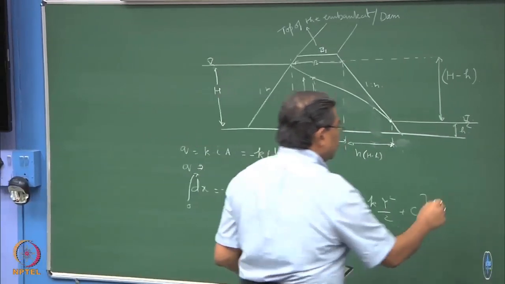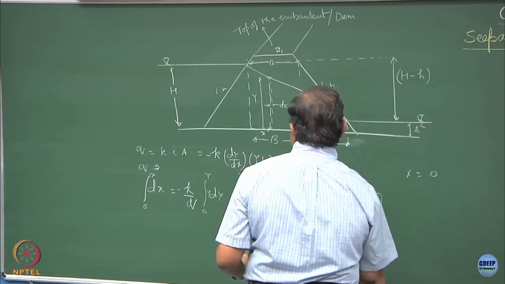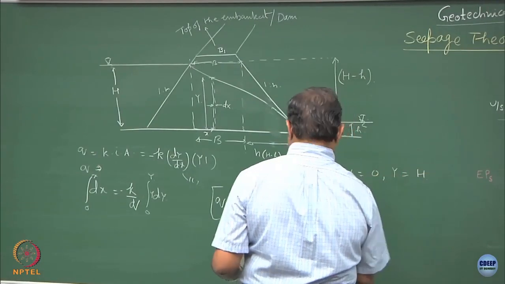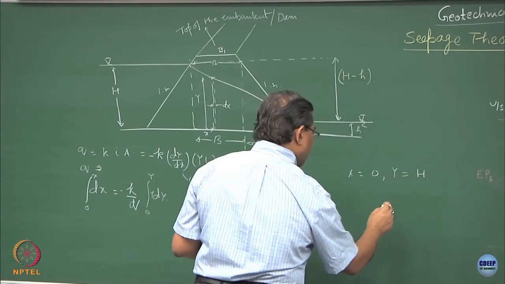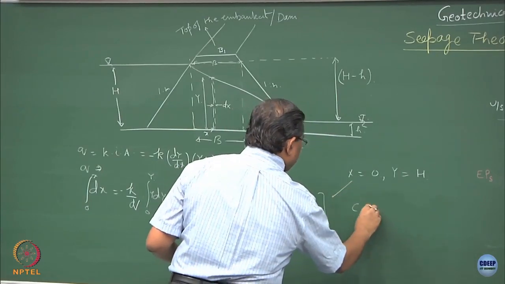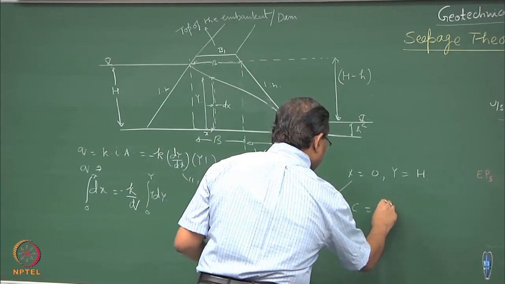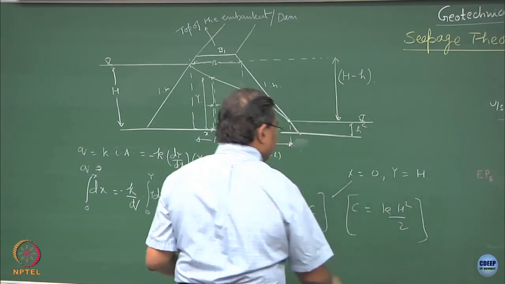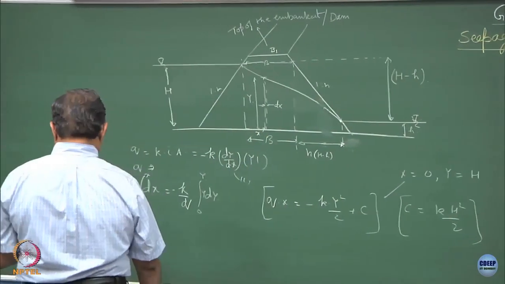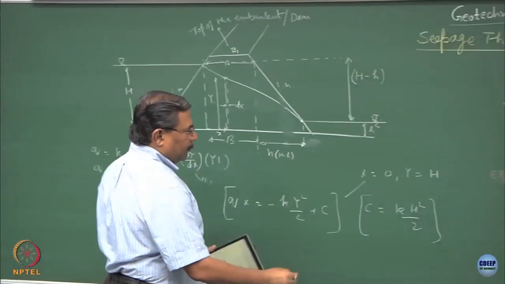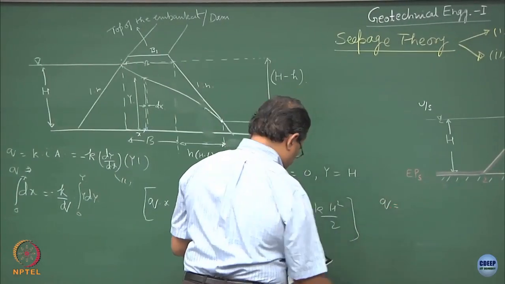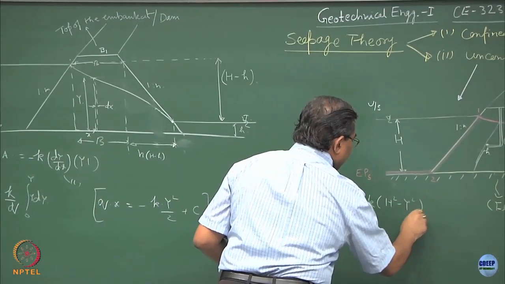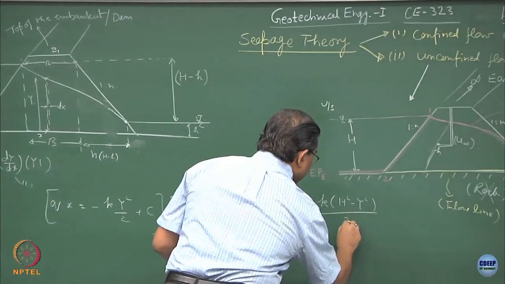Substitute the boundary conditions, x equal to 0, y is equal to h, and in the second case I can substitute this value over here and I get c is equal to k into h square by 2, and hence q will be equal to k (h square minus y square) upon 2x.